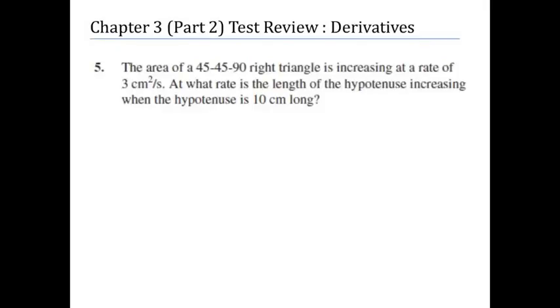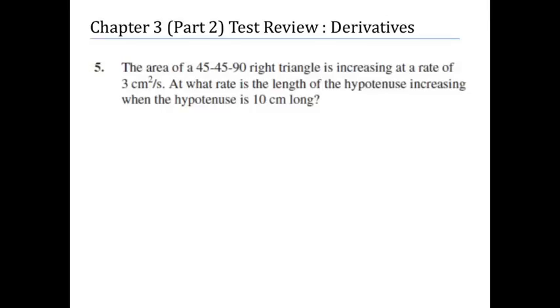In this video, we're going to be looking at some of the free response questions from Chapter 3. Our first question says that the area of a 45-45-90 right triangle is increasing at a rate of 3 square centimeters per second. At what rate is the length of the hypotenuse increasing when the hypotenuse is 10 centimeters long?